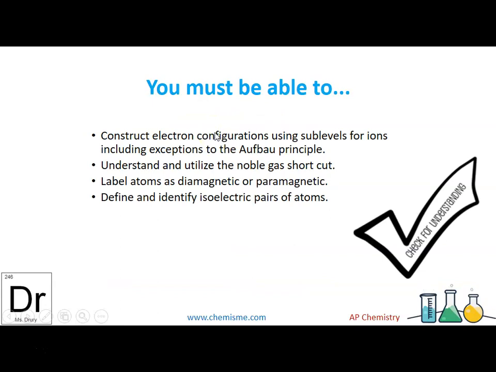At this point, you should be able to construct electron configurations using sublevels for ions and using now Hund's rule exceptions. And then understand and utilize the noble gas shortcut, label atoms as diamagnetic or paramagnetic, and last identify isoelectronic pairs for atoms.